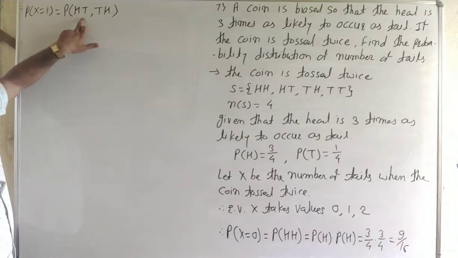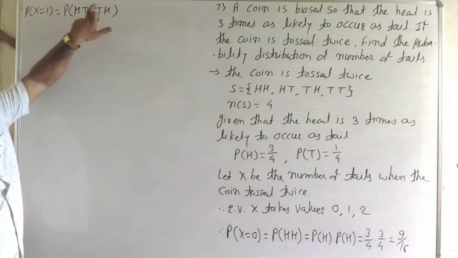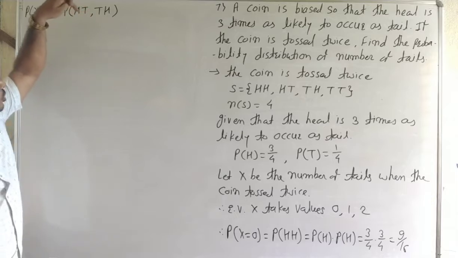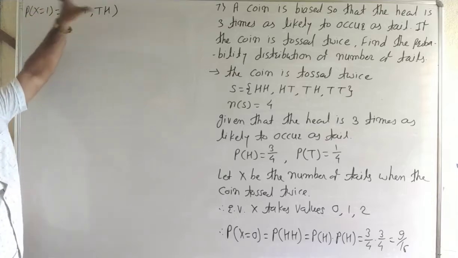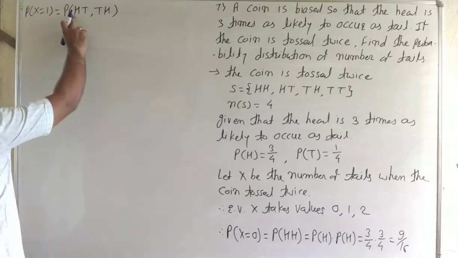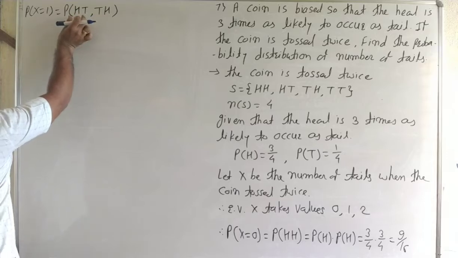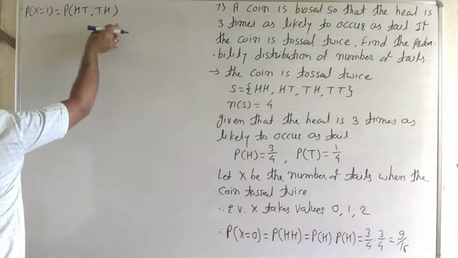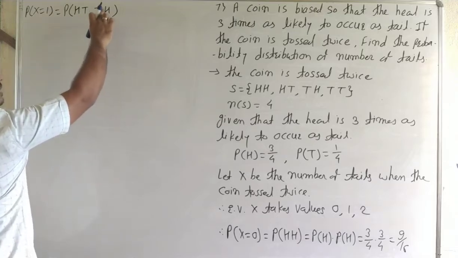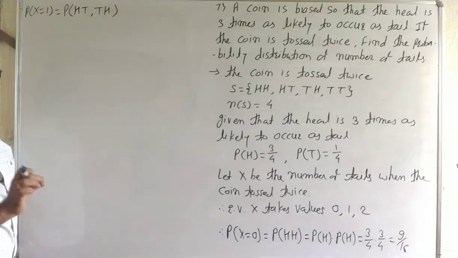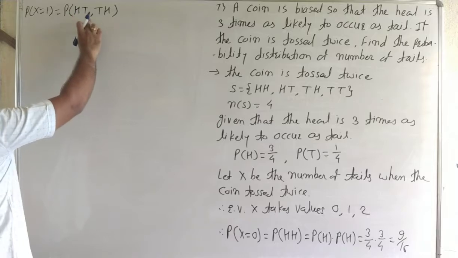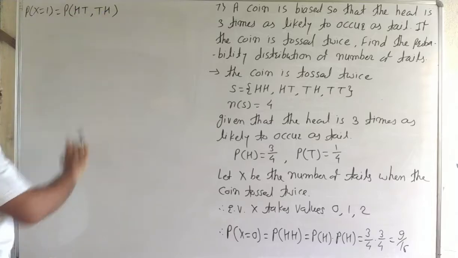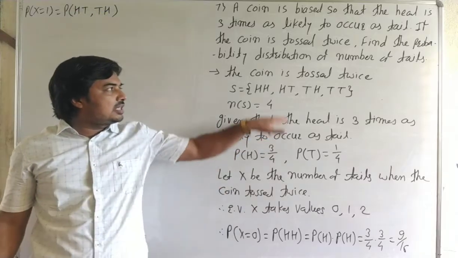Here H and T, or T and H. These are the two possibilities, HT or TH. That means here it is H and T. When a coin is tossed twice, first we get head and second we get tail, or first we get tail and second we get head. That means H and T or T and H are the two possibilities when the number of tails is 1.